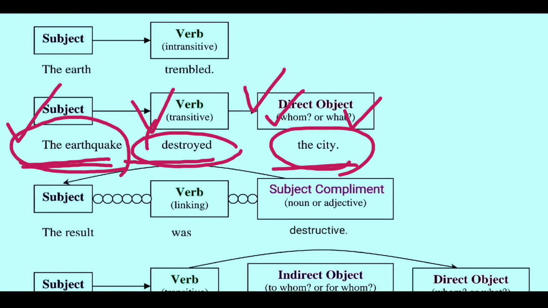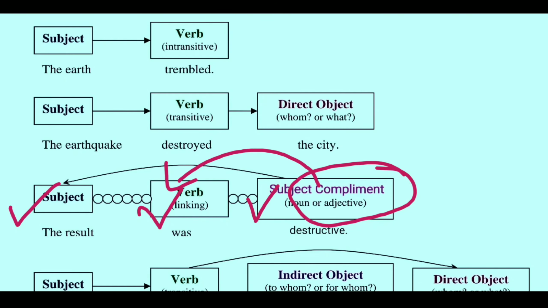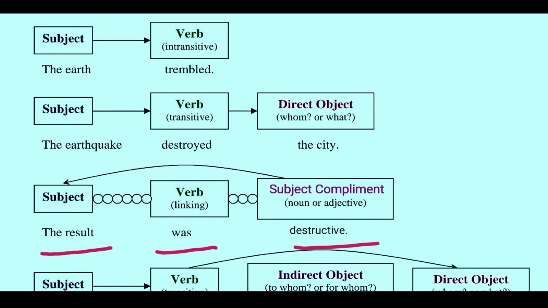The third sentence pattern, that is subject plus verb plus subject complement. Here one term is there that is called complement. A complement is a word or a phrase that completes the meaning of the sentence, and it follows the linking verb. Linking verb, that is the be verb and some other verbs of perception. And the sentence is the result was destructive. The result was destructive. Was here is the linking verb.